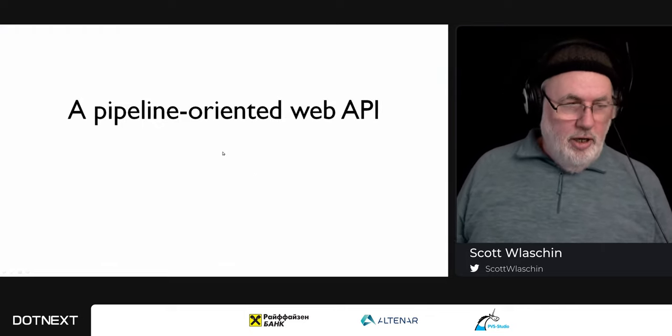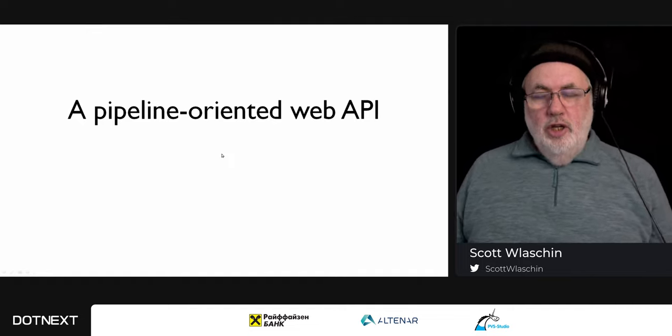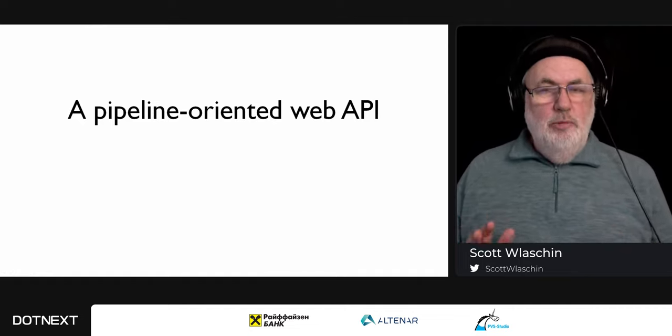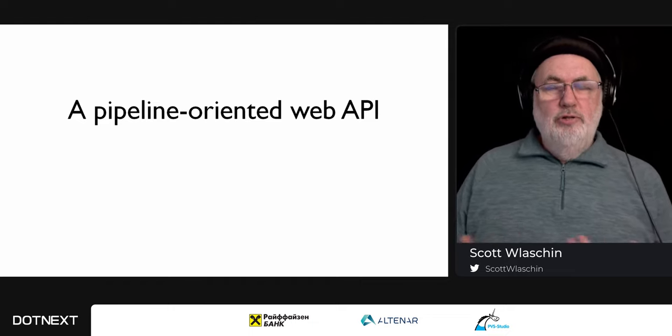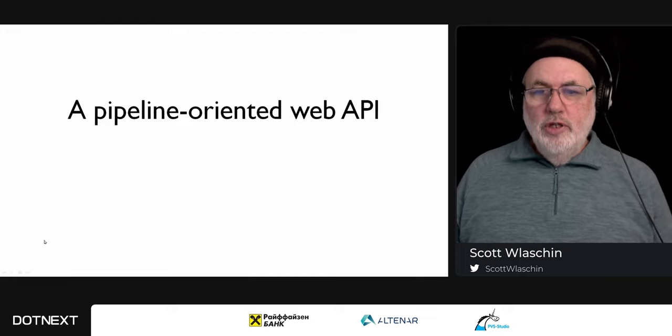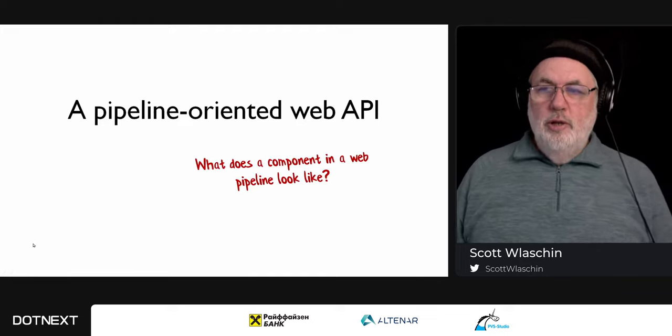Right, let's look at the pipeline, the web API. So I said that you can do a pipeline-oriented web API. How can you even do that? I mean, most people are used to controllers and views and models and all this stuff. What do you even use as your component? So let me show you.